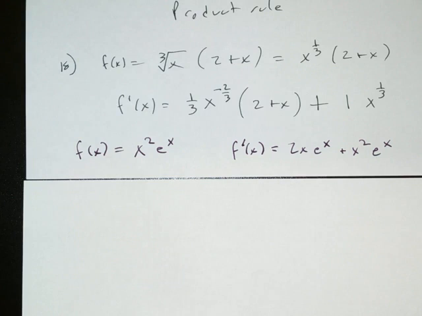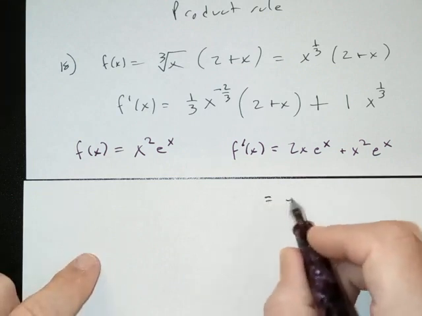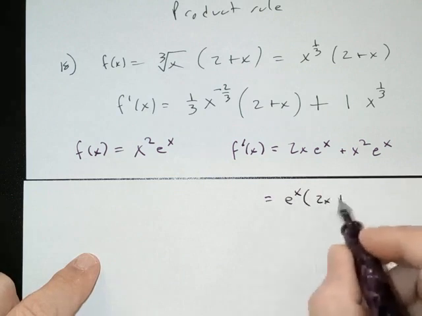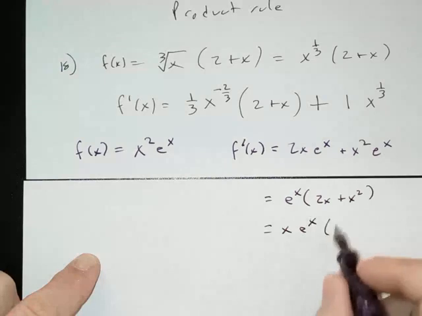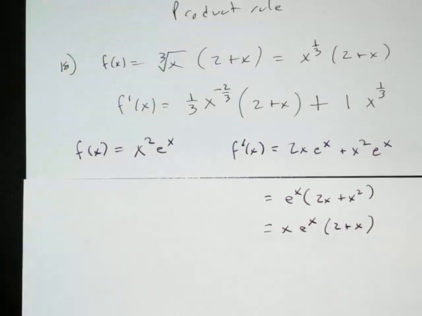This is not the answer they showed me in the back of the book, which pisses me off. Because what they did is they factored this. Took the e to the x out. And then they said, oh, look, I can also take an x out. Why would you do such a sick, twisted thing?